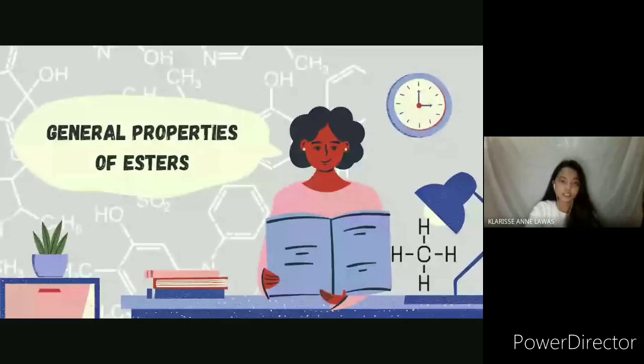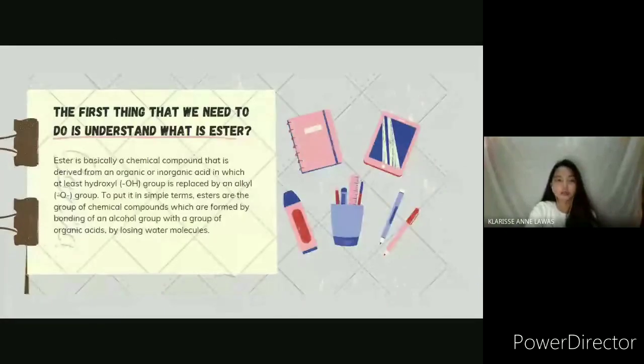So, an ester is basically a chemical compound that is derived from an organic or inorganic acid in which at least one hydroxyl group is replaced by an alkyl group. To put it in simple terms, esters are the group of chemical compounds which are formed by bonding of an alkyl group with a group of organic acids by losing water molecules.